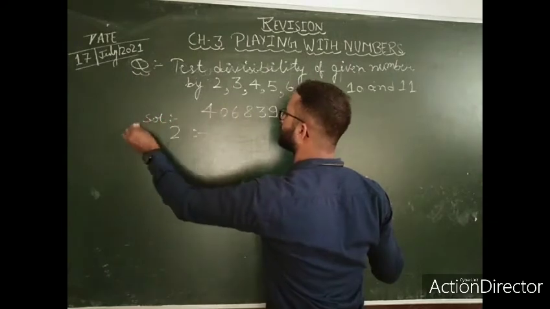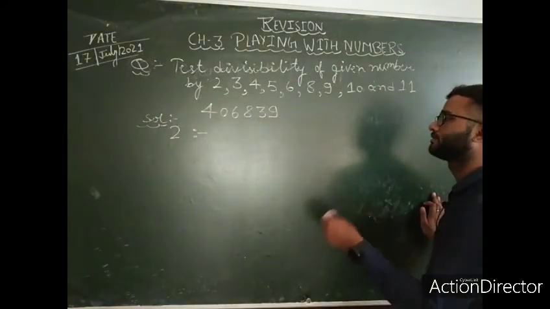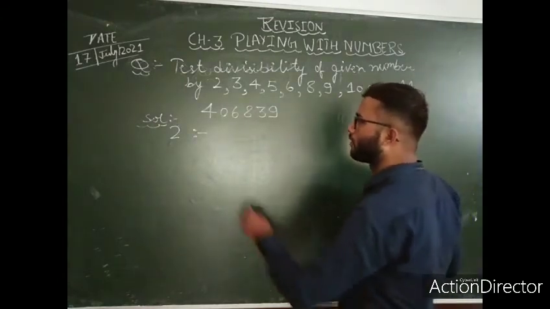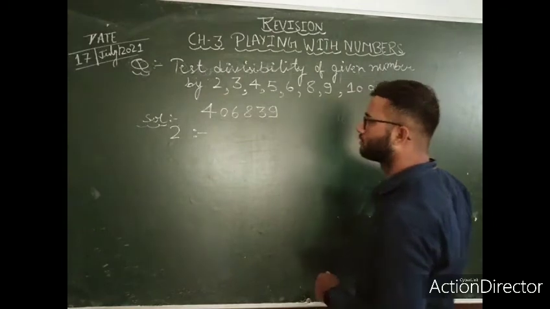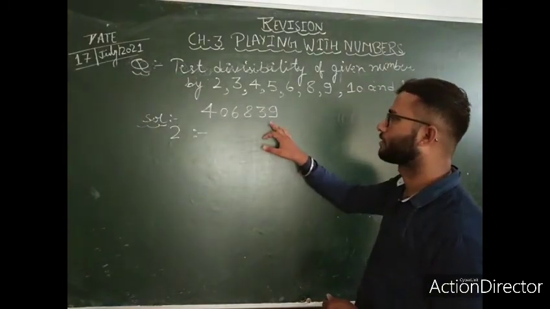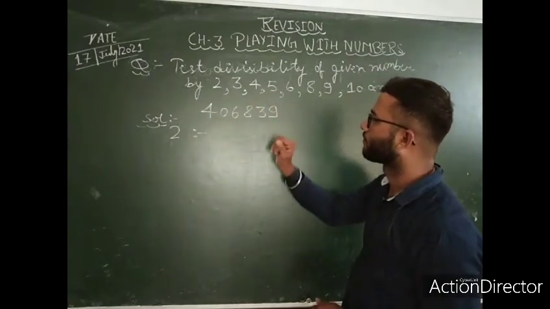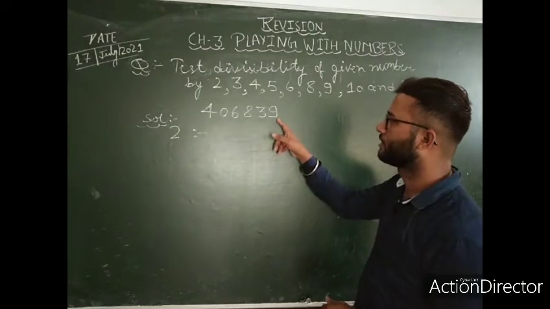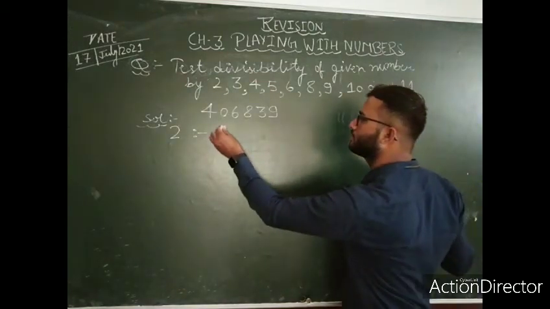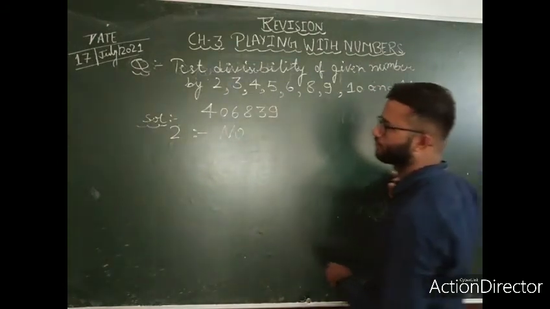If this number is divisible by 2, we write yes, and if not divisible by 2, we write no. What is the divisibility rule of 2? The divisibility rule of 2 says that if the last digit, or unit digit, is divisible by 2, then the whole number is divisible by 2. Here 9 is in the unit place, and 9 is not divisible by 2. So we write no, this number is not divisible by 2.